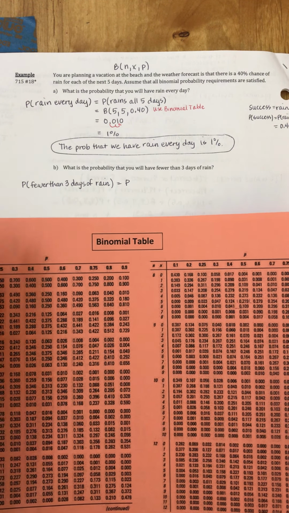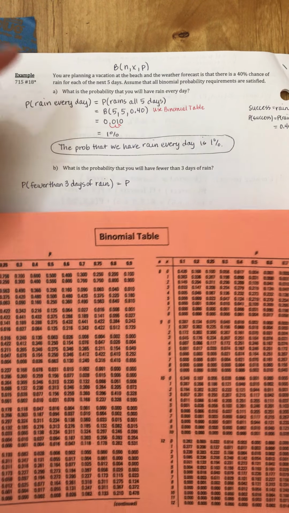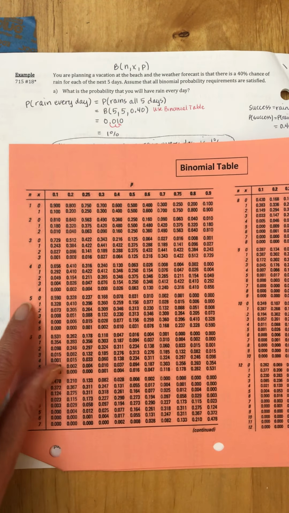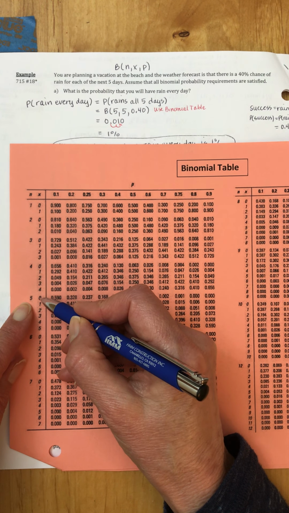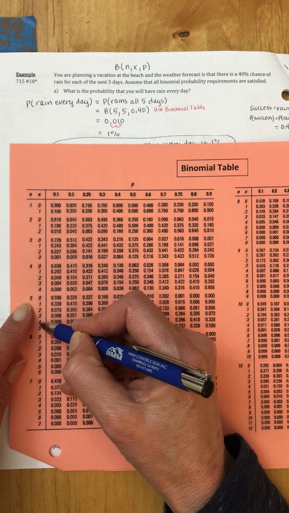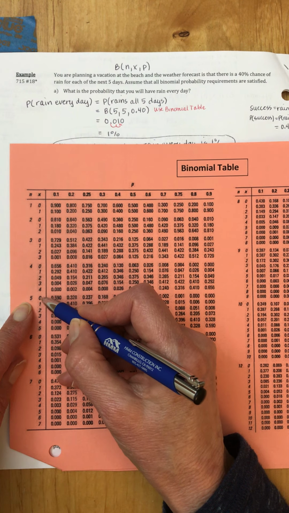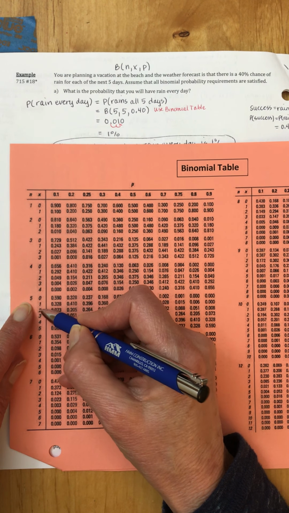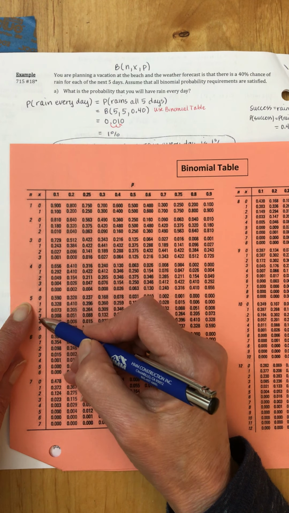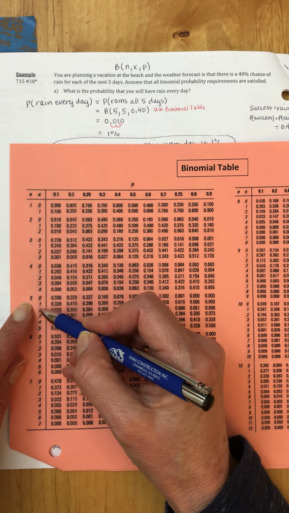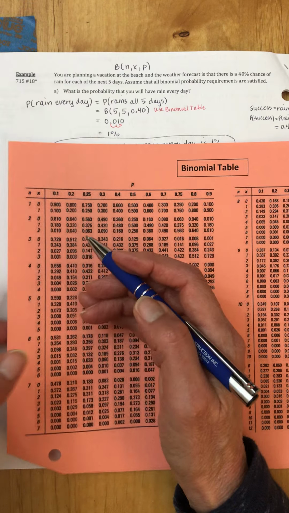Let's look at our chart. It kind of helps us. Remember, our n is still equal to 5. So let's look at 5, what the possibilities are. When we have n equals 5, our possibilities are anywhere from 0, 1, 2, 3, 4, 5, which means it rains no days, it rains 1 day, 2 days, 3 days, 4 days, 5 days. Okay, so what's fewer than 3? 0, 1, or 2. So those are our possibilities.